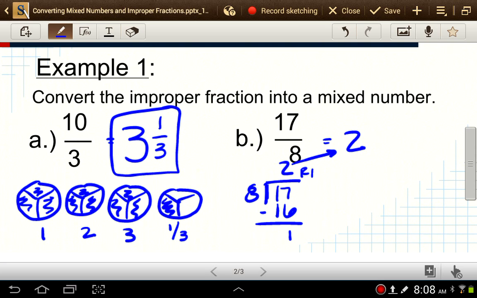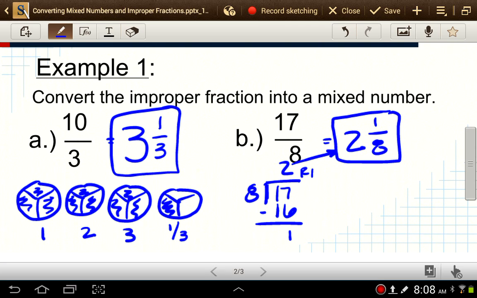Okay. To figure out the rest, my remainder is how much I had left over. That's how many pieces don't represent a full amount. So I had 1 left over, so that's my numerator. And my denominator always stays the same. One thing you should recognize when you're working on these problems is that before I simplify, without simplifying, my denominator stays the same.